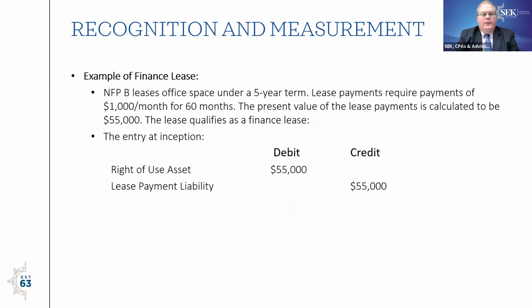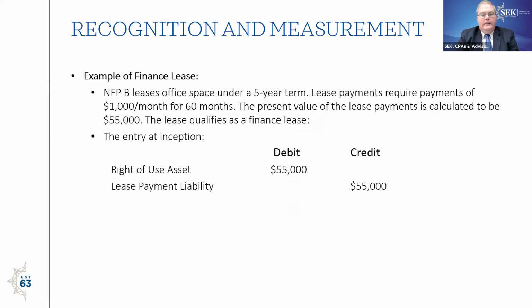Then the next transaction is a finance lease. So NFPB leases office space for a 5-year term. Lease payments require payments of $1,000 a month for 60 months. The present value of the lease payments is calculated to be $55,000. The lease qualifies as a finance lease.